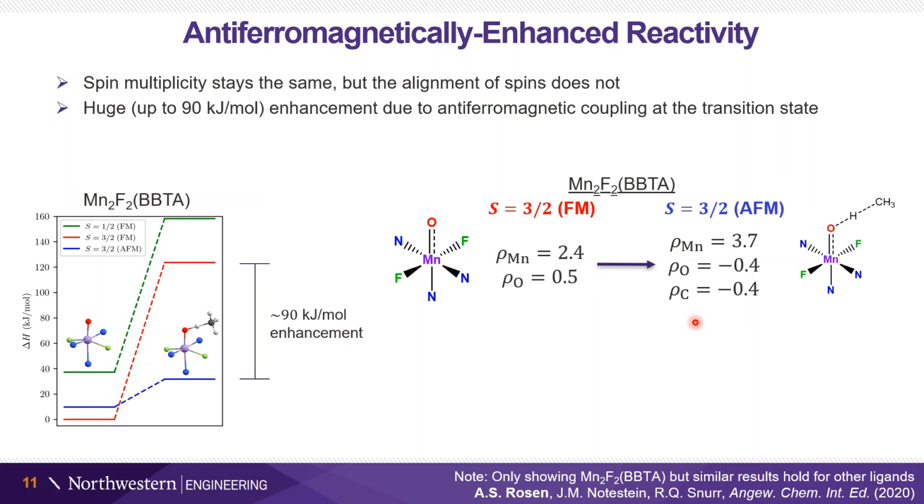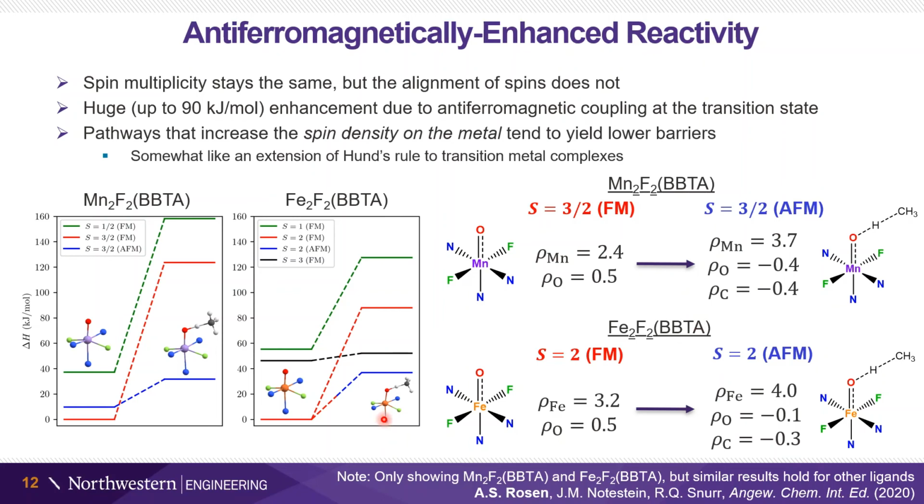I should mention that the same results hold for the iron-containing frameworks as they did for the manganese ones. Again, we start with an initial state which can exist in one of several possible spin states. In this case, the ground state spin state is the S equals 2 state, again with ferromagnetic alignment between the spin density on the metal and the oxygen. And for that transition state, if we instead have a spin crossover behavior to the same spin multiplicity, still the S equals 2 state, but now with an anti-parallel alignment between the spin density on the metal and the oxygen atom, we see that again greatly reduces the barrier.